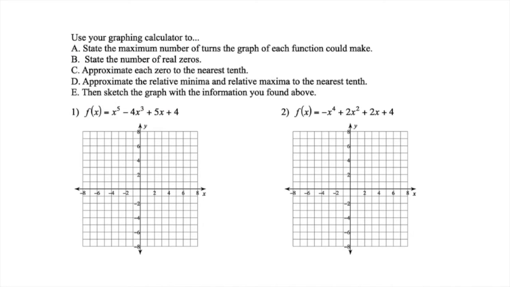The first ones we're going to do is number 1 and 2. Go ahead and just get out your calculators. We're going to do this with you. And so letter A, we're going to find the maximum number of turns. We can do that by looking at the equation.